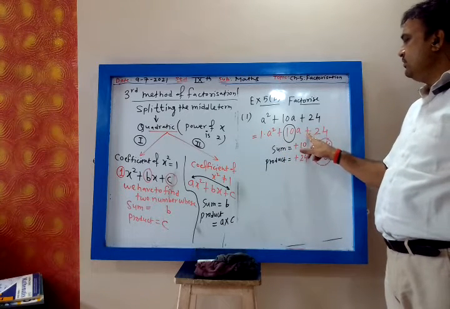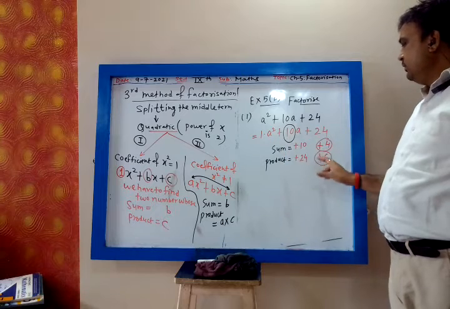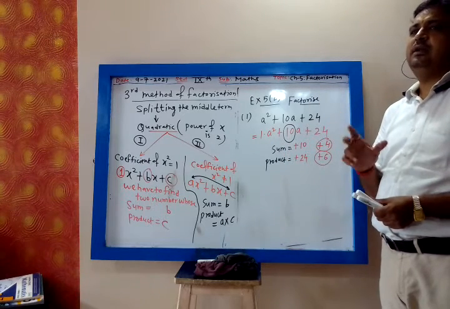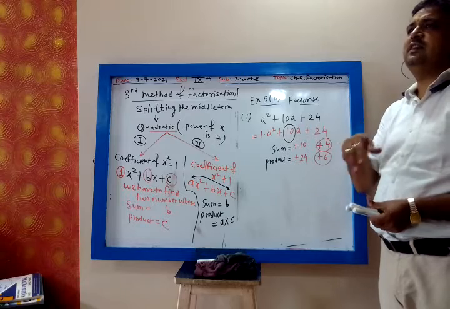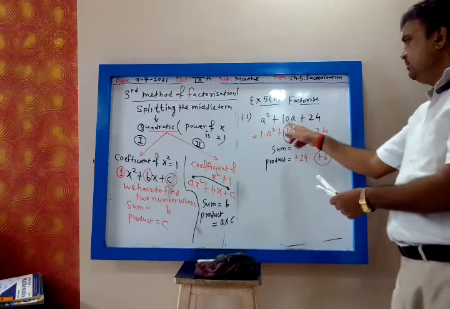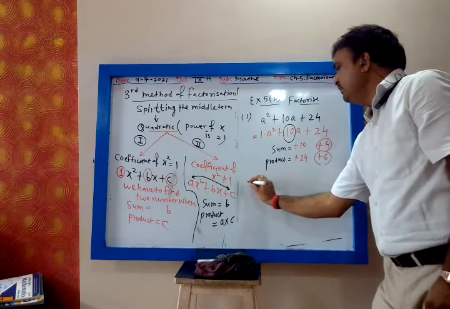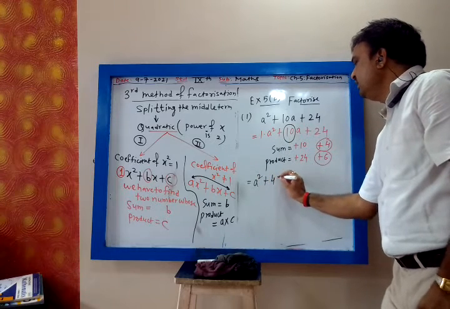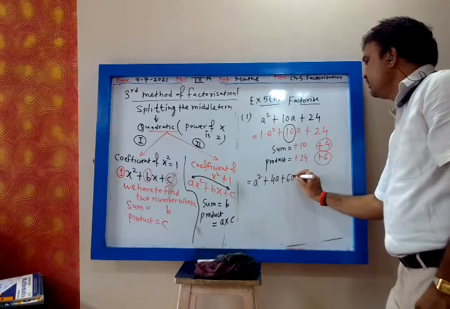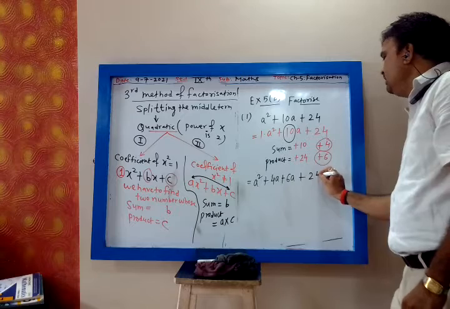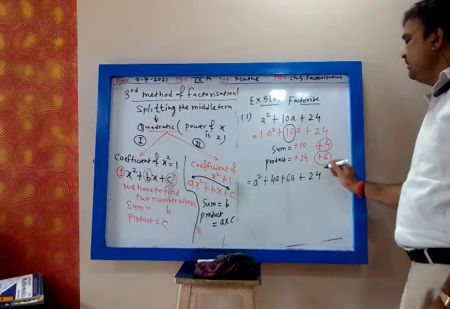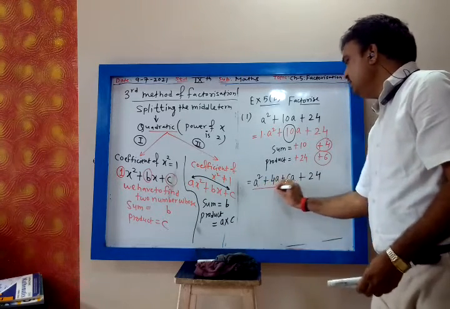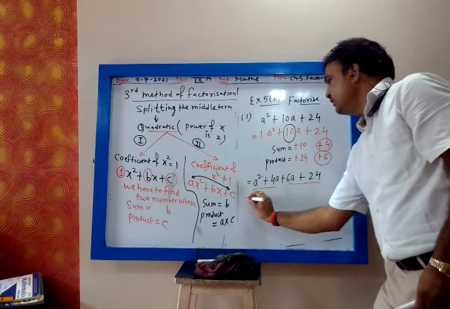You have to take the sign also, my dear. So what are the two numbers whose sum is plus 10 and product is plus 24? Plus 6 and plus 4. So this middle term is split. How do we split the middle term? That 10a we write 4a plus 6a plus 24. So the middle term we have split into 4a and 6a. Okay. So let us take the two terms together.